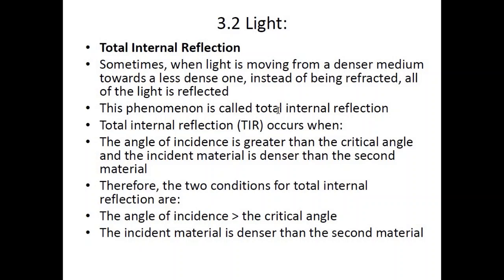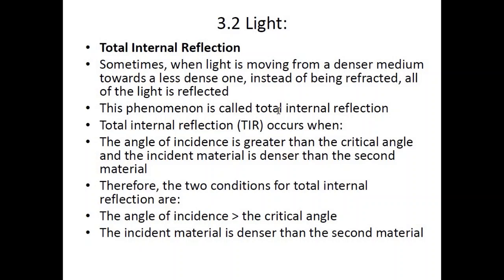It occurs when the angle of incidence is greater than the critical angle and the incident material is denser than the second material. Therefore, the two conditions for total internal reflection are that the angle of incidence should be greater than the critical angle. What is the critical angle? We'll discuss in a while. The incident material is denser than the second material, meaning light must be going from a denser material into a less dense material. If light is coming from a less dense material into a denser material, total internal reflection will not take place.